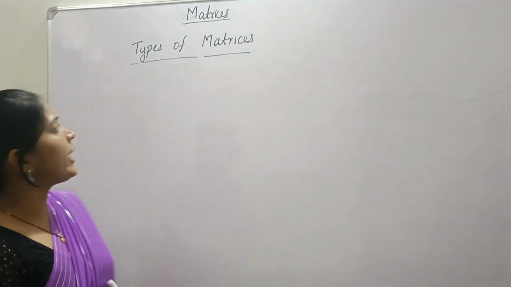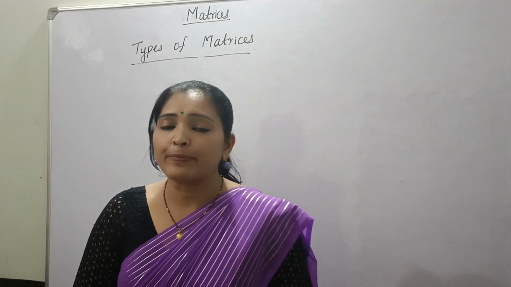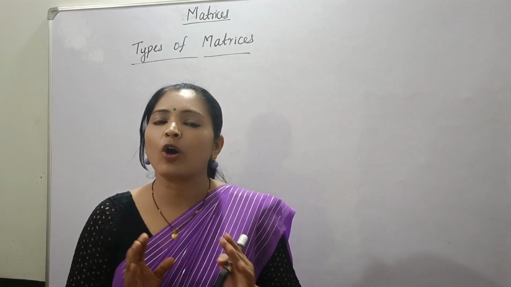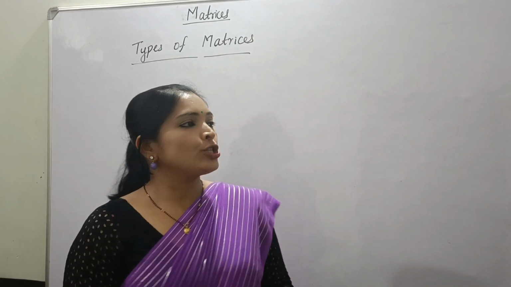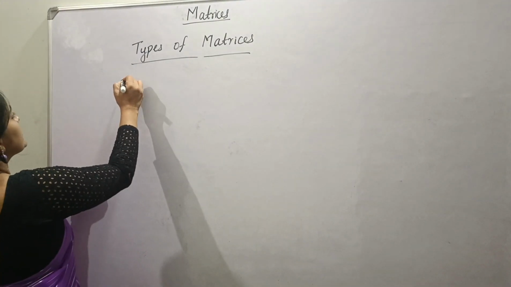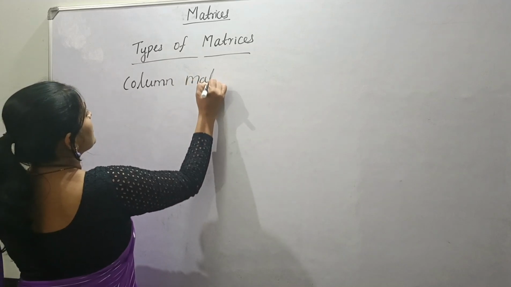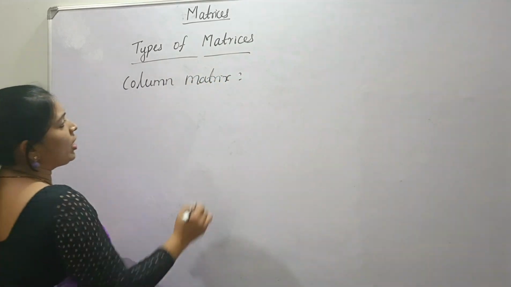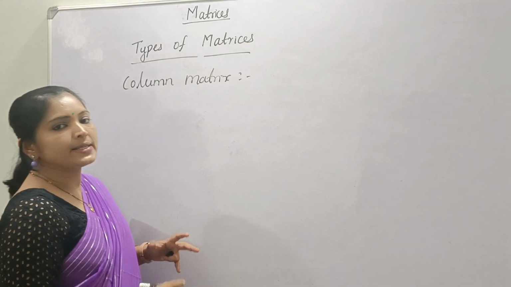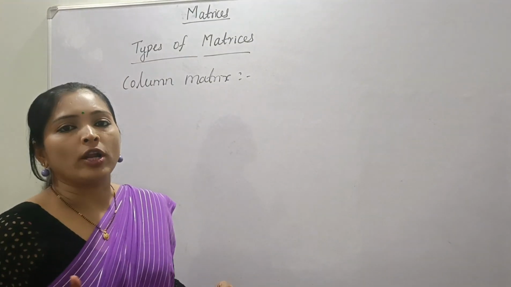Today we are going through types of matrices. So in this section we discuss certain types of matrices based on their order and elements. So first one is column matrix. Column matrix is a matrix having only one column.